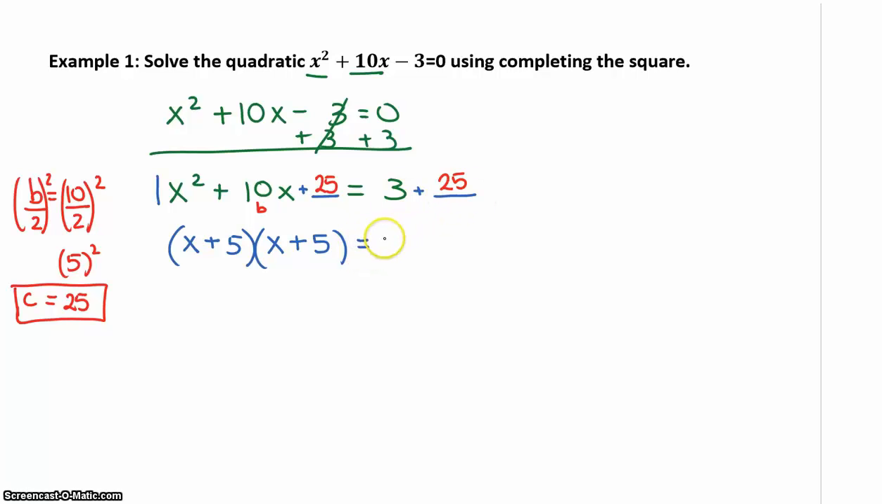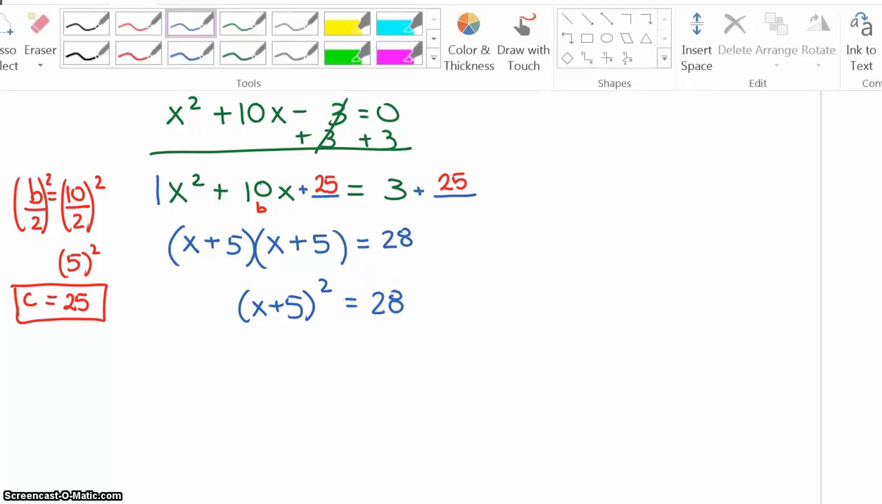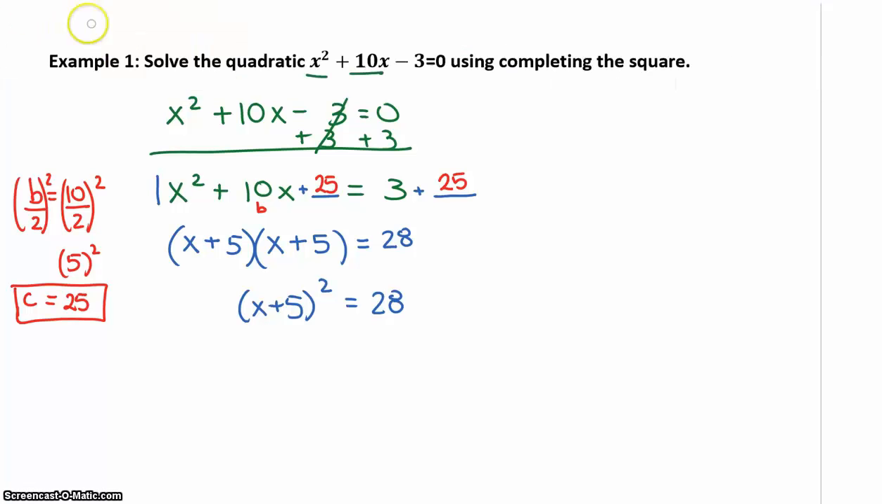3 plus 25 is 28. And here's what it looks like: x plus 5 squared equals 28. Once we get it into this format, it is just like using the square root method. The whole idea of completing the square is to get it so that we can actually figure out what the x values are.